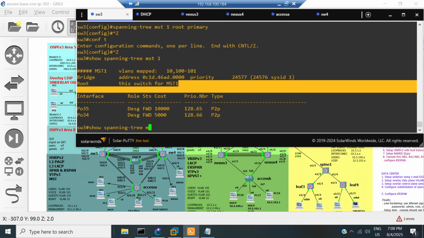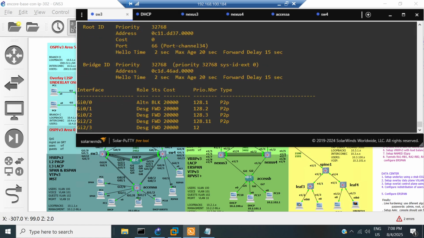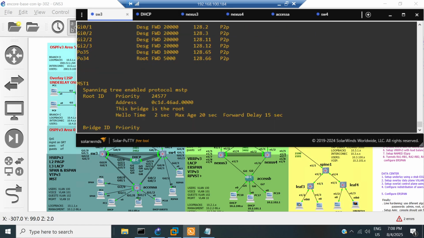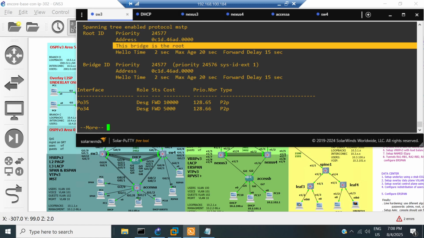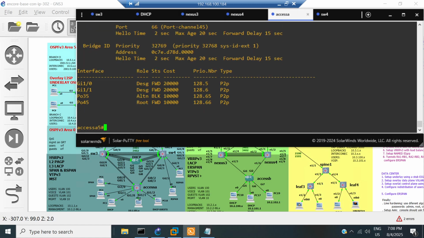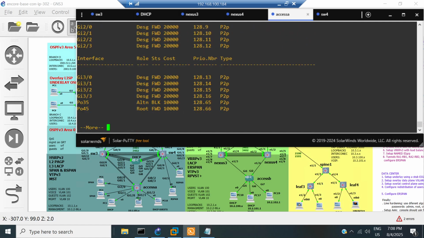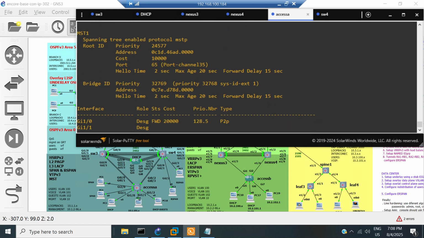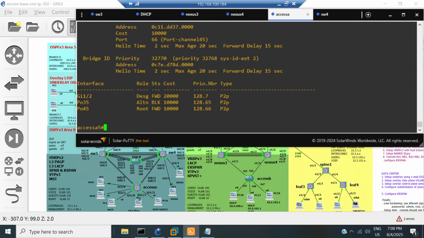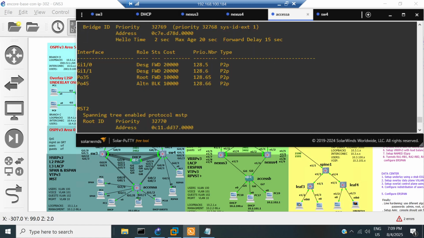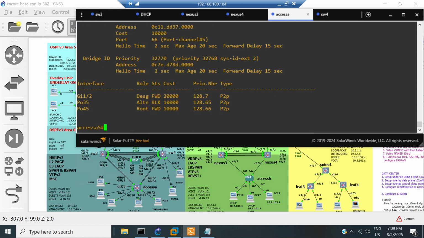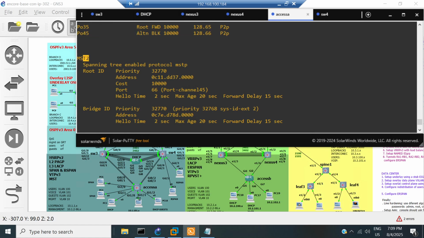So that is what I wanted. In this topology, for instance 1, this bridge is the root. And if we examine here how the instance 1 is working, we can see that the port channel that goes to switch 4 is in blocking mode. It is the alternate role. So that is what I wanted. Now let's see what is going on with the second instance.